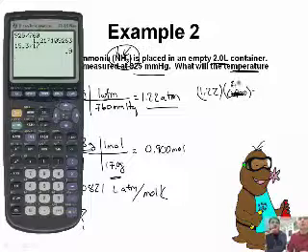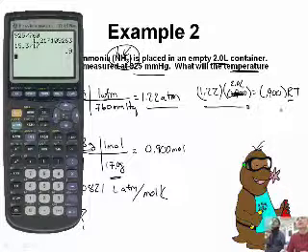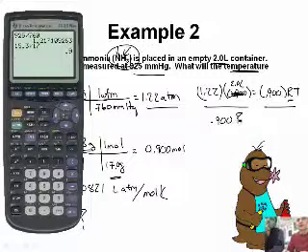V is 2.0 liters, equals n, which is 0.900, times R times T. And we know R is 0.0821. So divide both sides by what, Mr. Sims? 0.900 and R.